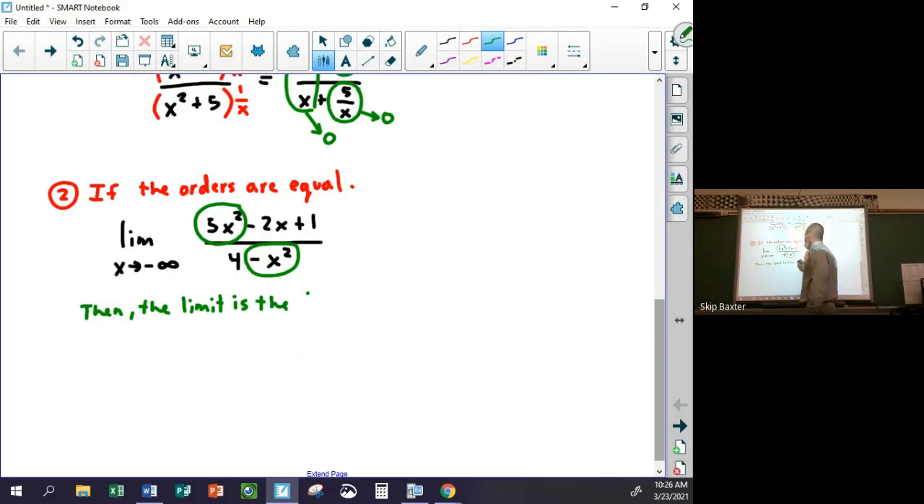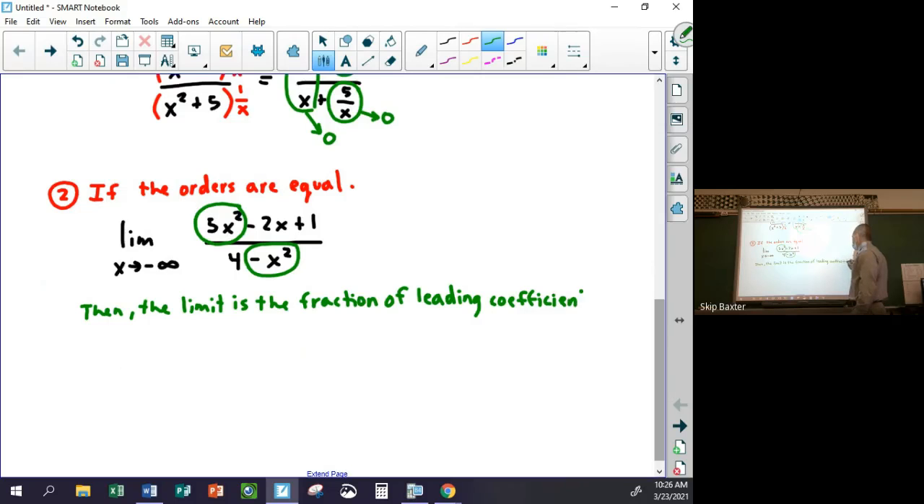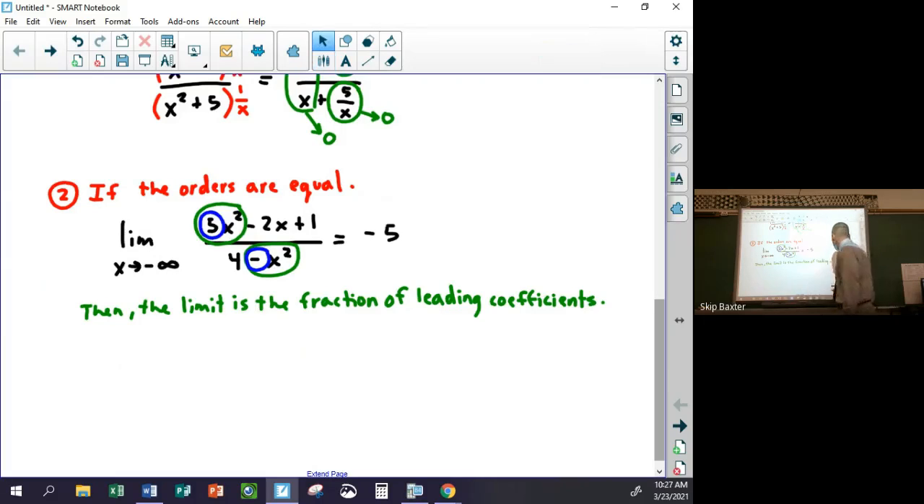is the fraction of leading coefficients. Okay, so in this case, it would be negative 5. I just took the coefficient of the highest power of x here and the coefficient of the highest power of x there, 5 over negative 1. And that's the answer. Okay? But again, just think of it in terms of rate of growth.